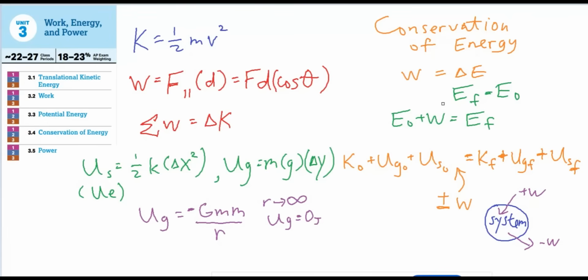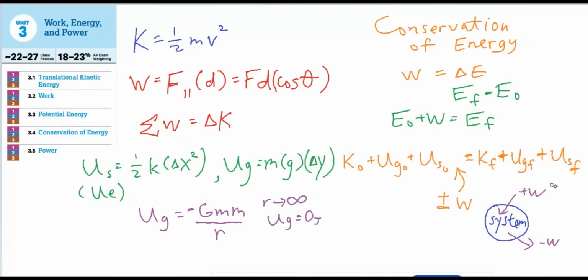Okay, so what that might look like oftentimes is that you would have an initial kinetic, gravitational, and elastic or spring energy, and the same thing on the other side. And then if you have a scenario where you have some kind of external force acting, then you're going to have some positive or negative work value squeezed in there.